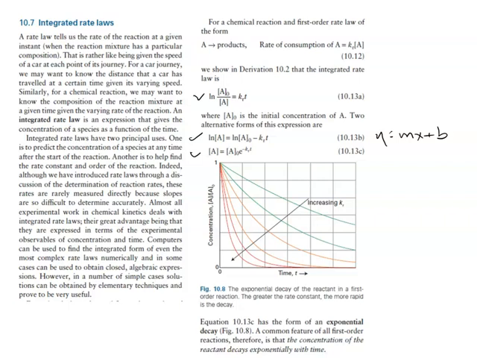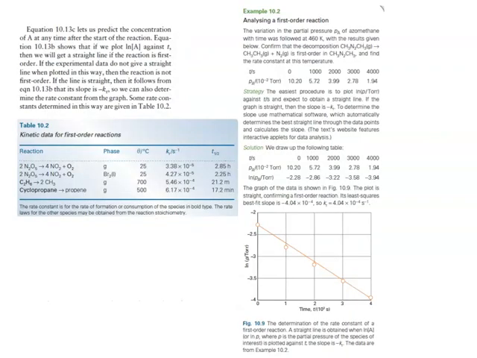Now, equation 10.13c has the form of an exponential decay. A common feature of all first-order reactions, therefore, is that the concentration of the reactant decays exponentially with time. Equation 10.13c, the one that indicates exponential decay, lets us predict the concentration of A at any time after the start of the reaction. Equation 10.13b shows us that if we plot the natural log of A against t, then we'll get a straight line if the reaction is first order.